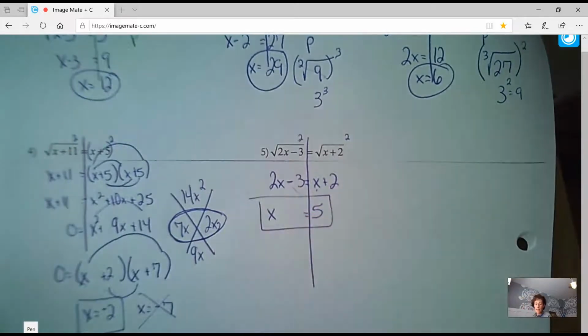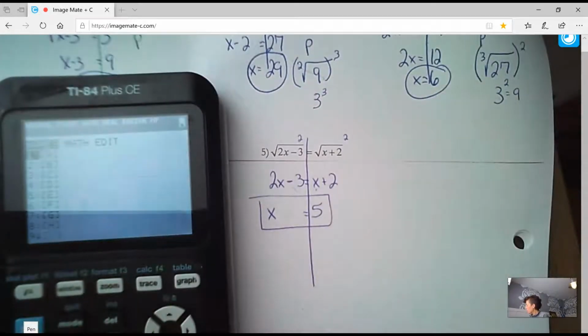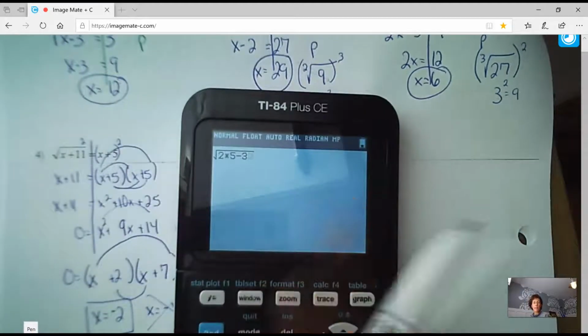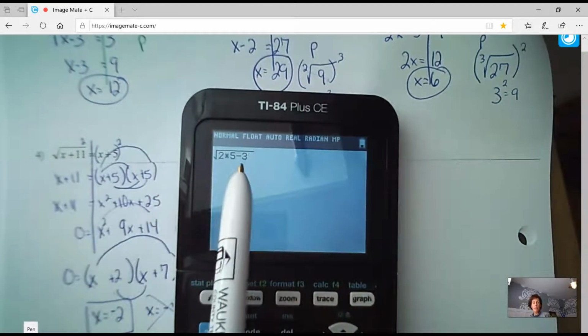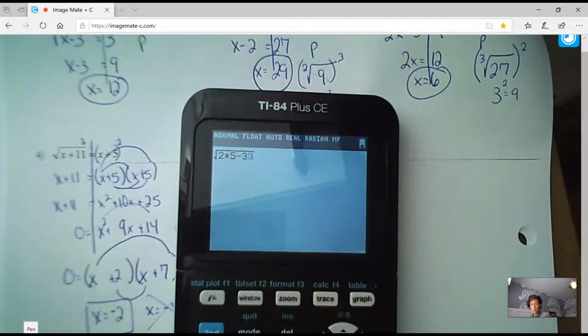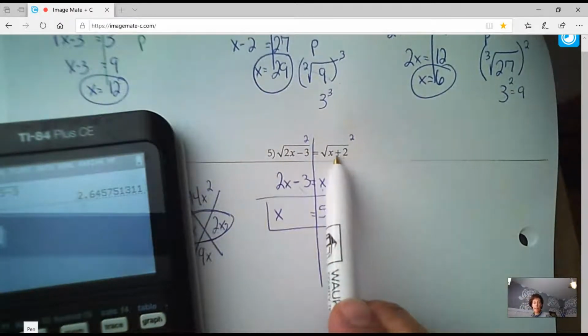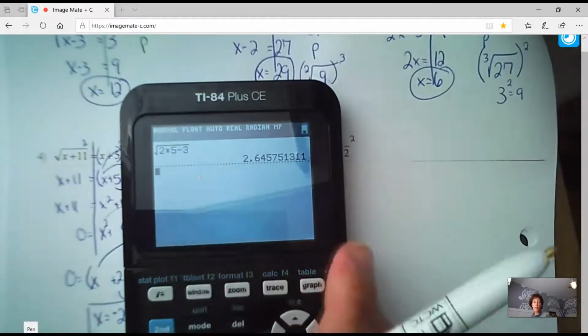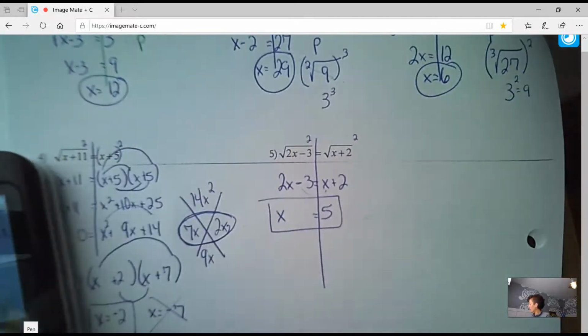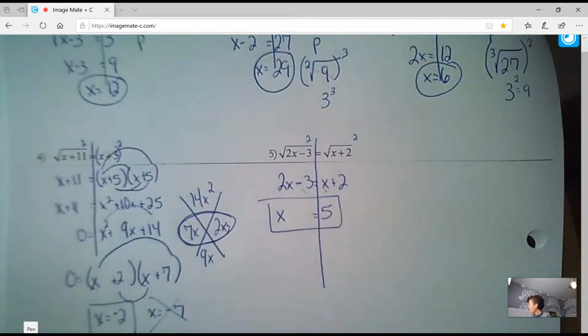And then we want to see, hey, is this an extraneous solution? So again, I can go to the left side, put the 5 in, and when I do this, I'll get 10 take away 3. That will be the square root of 7, which is an irrational number. And then I'll put 5 in here, and I'll get 7, also the square root of 7. So this one works. All right, let's go to the next one.